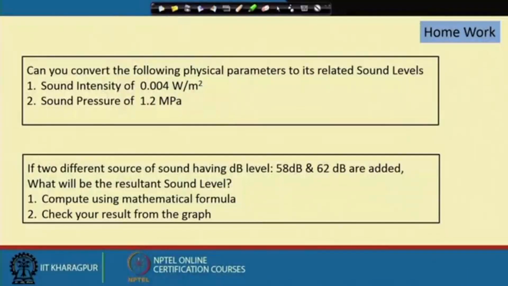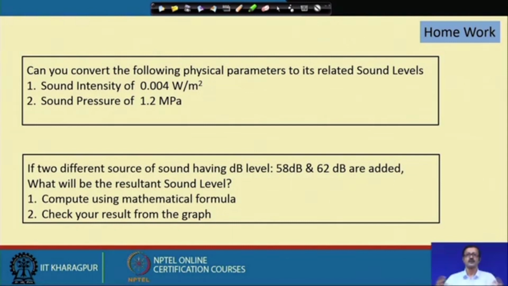There is a second homework also. Suppose I have two different sound levels from two different sources, one is 58 dB and one is 62 dB. If they are added, what could be the resultant sound level? You have to do this mathematically with the formula, and then check your result from the graph we have discussed, and finally match your result.